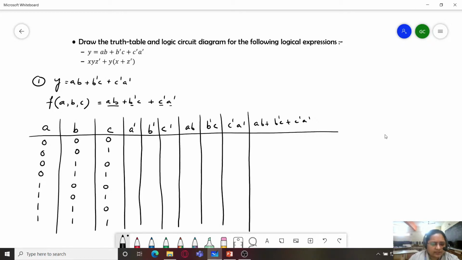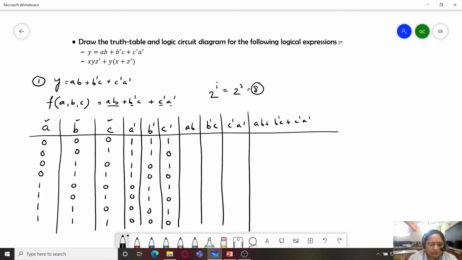Once we have written this, because we have three inputs, base raised to the power number of inputs will give us the number of combinations of the values which are to be taken. Now we need to figure out A dash, so I will be working on this field. So it will be 1 1 1 1 and 0 0 0 0. Same way for B also, it will be 1 1 0 0, then 1 1 0 0. Then for C also it will be 1 0 1 0 1 0 1 0.